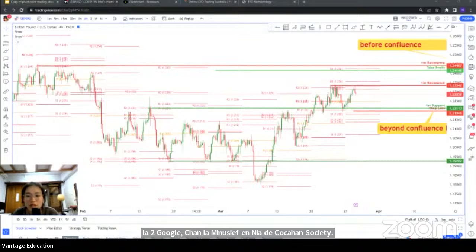Okay, if there are more than 2 pivot points lining up at a higher time frame, such as H4, but you want to enter at a lower time frame like 15 minutes, and you find out that nothing is lining up there, can you enter your trade still?